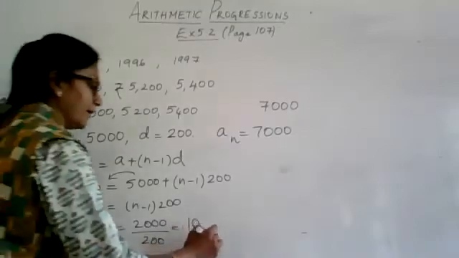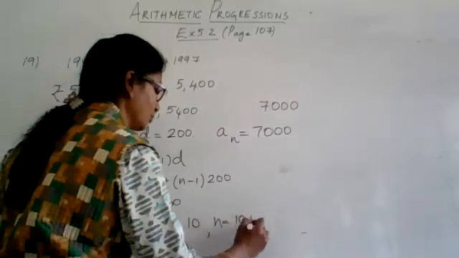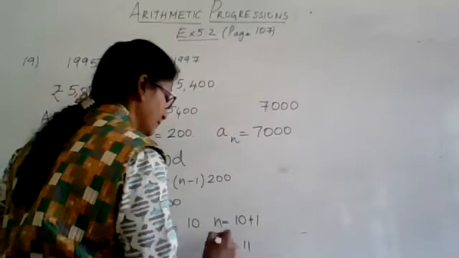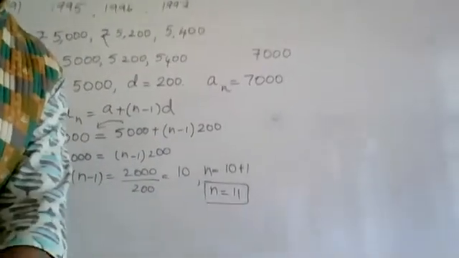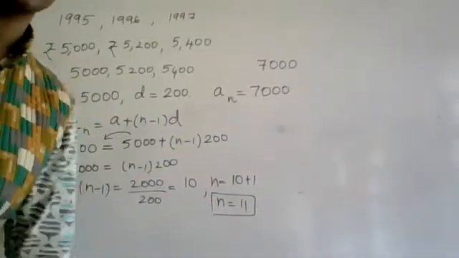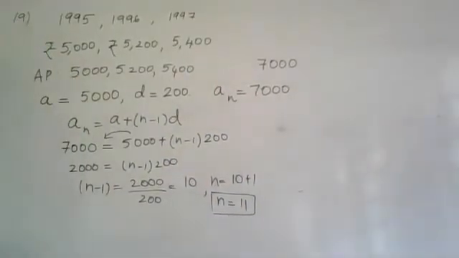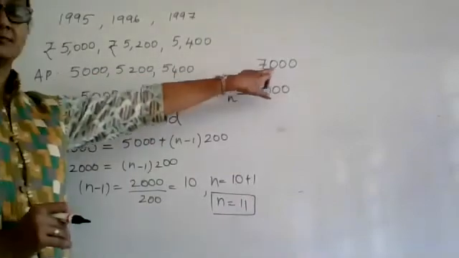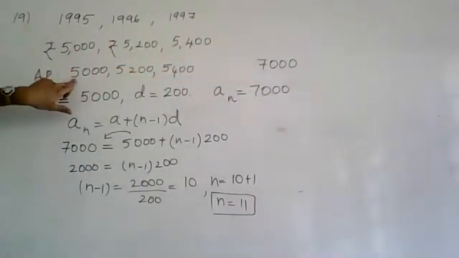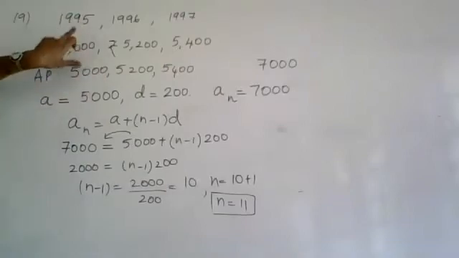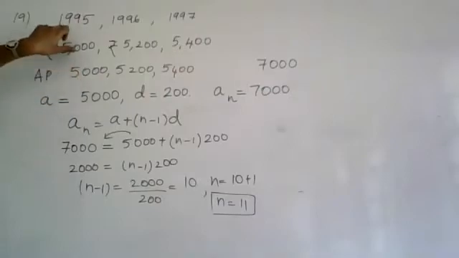And hence, my n will become 10 plus 1, which is 11. So my n has become 11, which means my 11th term of the AP is 7,000. I start with my first term as 5,000. That is 1995. My first term corresponds to 1995.